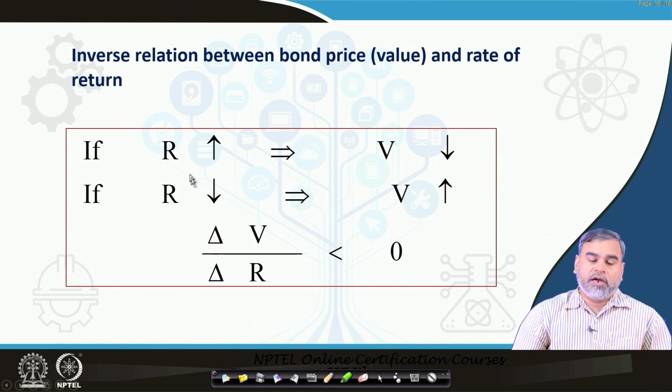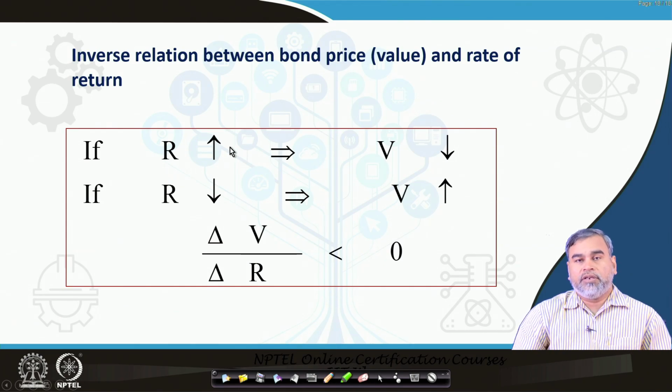So, obviously, if your R is increasing, then the value of the bond will decline. Therefore, there is an inverse relationship between the bond price and the rate of return. If the rate of return is increasing, then the value of the bond is declining. If the rate of return is declining, the value of the bond is increasing. That means delta V by delta R is less than 0. See, a 1% increase in the rate of interest will decline the value of that particular bond. That is why the slope is always less than 0, or it is negatively sloped.